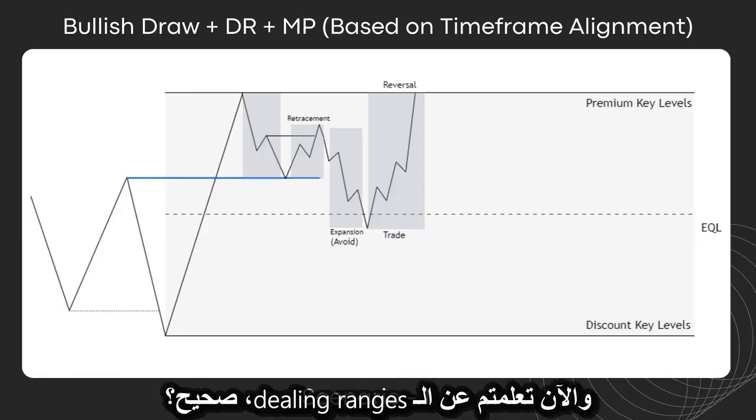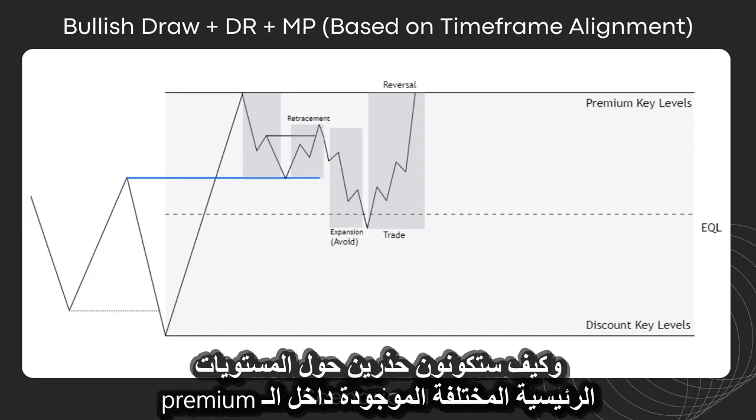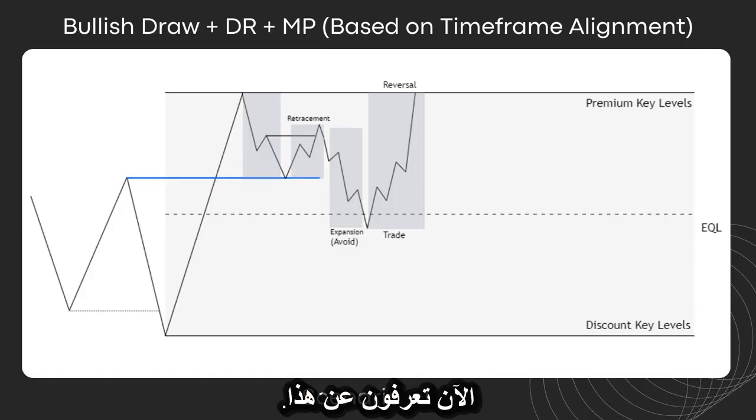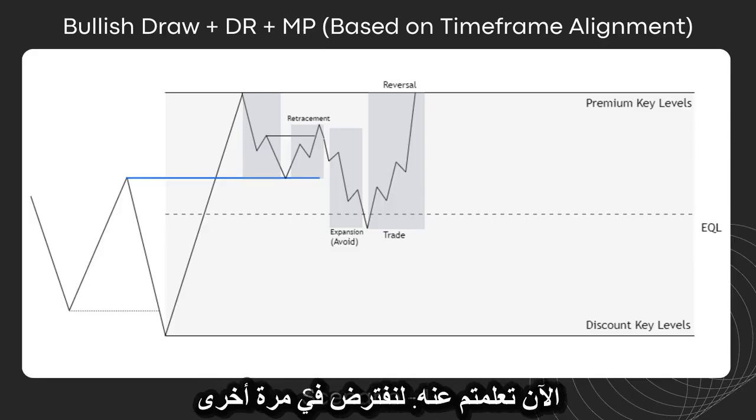And now you've learned about dealing ranges. Now you know how to correctly identify and select a key level, and how to be cautious around different key levels residing inside premium and discount based on market condition. Now you can use it as a filter, and you can use it to build a narrative.